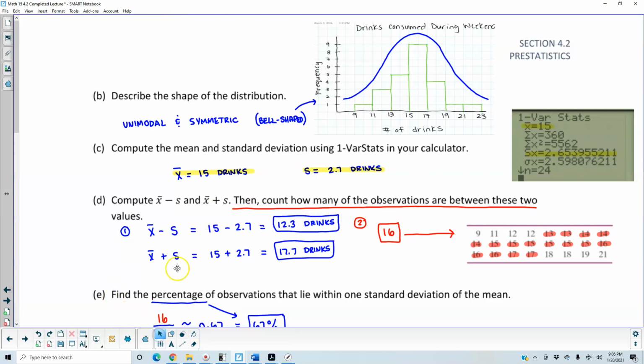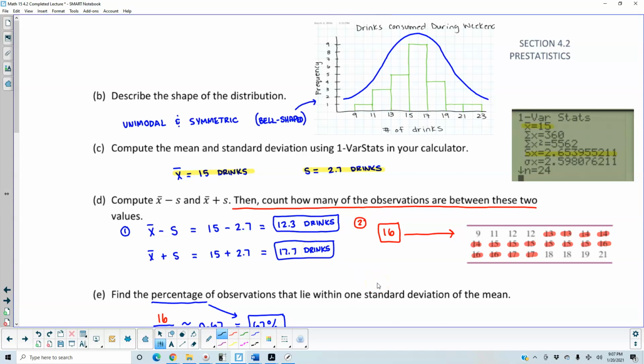Next, we want to compute the mean minus the standard deviation and the mean plus the standard deviation, meaning one standard deviation above and below the mean. Then we're going to count how many of the observations are between these two values. If we take our mean, which is 15, and subtract 2.7, that gives us 12.3 drinks. Then we take our mean, 15, and add the standard deviation, 2.7. So it's going to be between 12.3 drinks and 17.7 drinks.